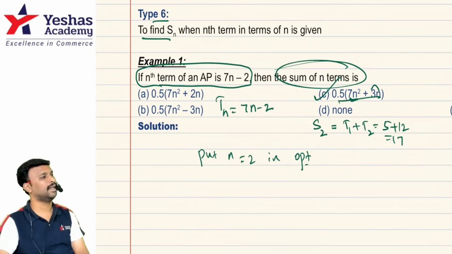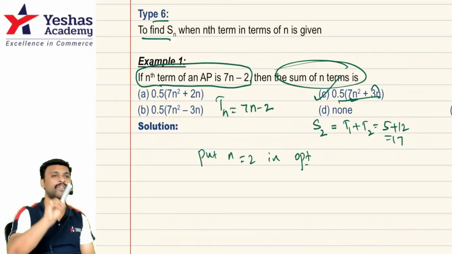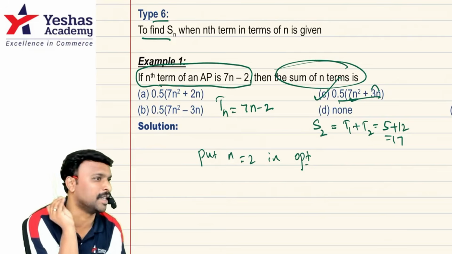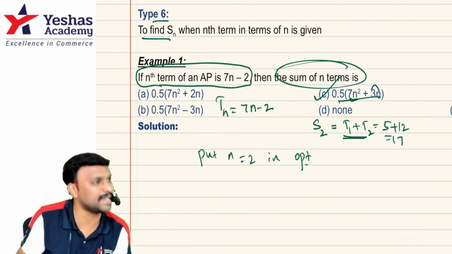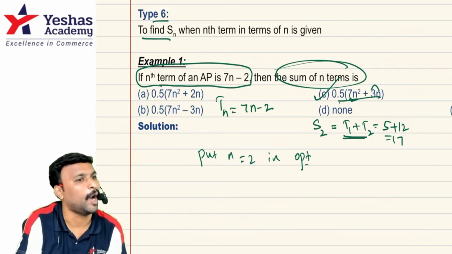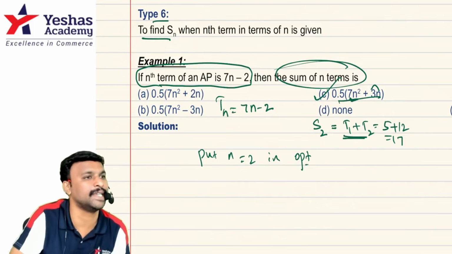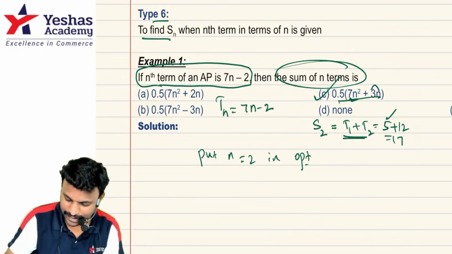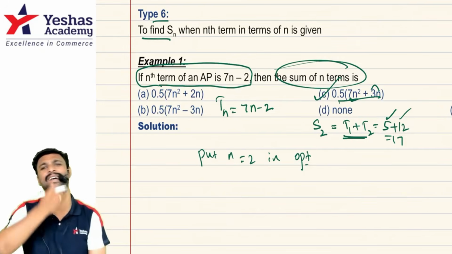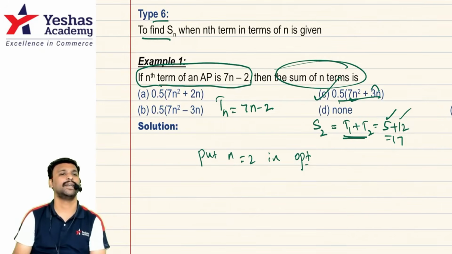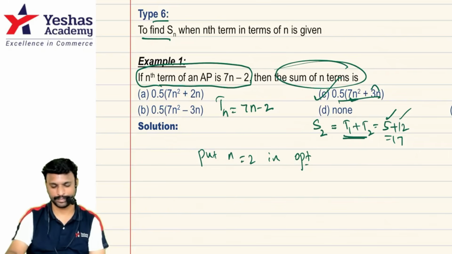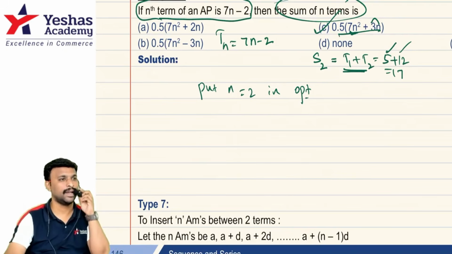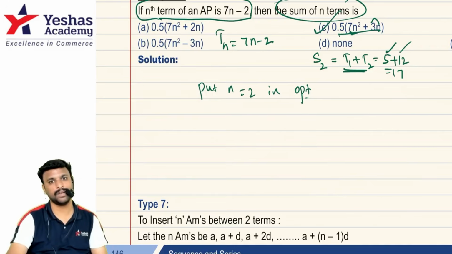You got it. Whenever sum of n terms is asked, you're not going to find sum of n terms. Rather, you find sum of first two terms. How do you do it? T1 plus T2. How do I find T1? In Tn, put n is equal to 1. How do I find T2? In Tn, put n is equal to 2. Sum of first two terms. Clear? One more you want to solve?